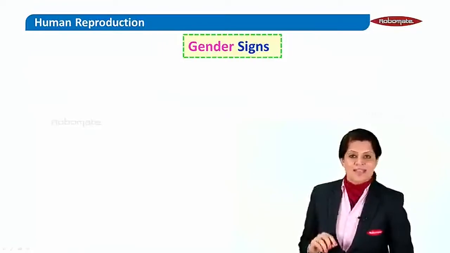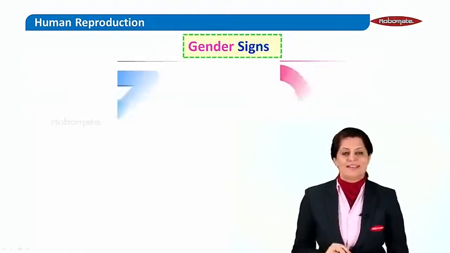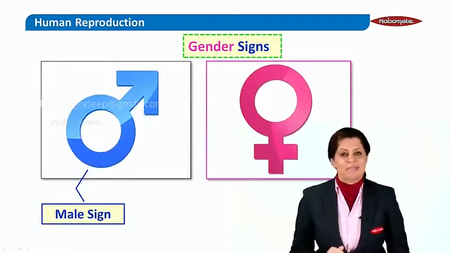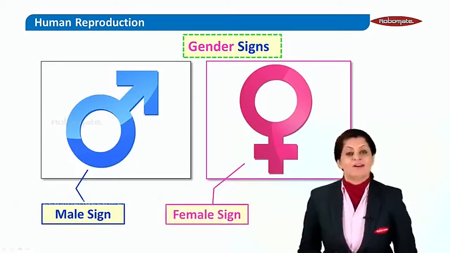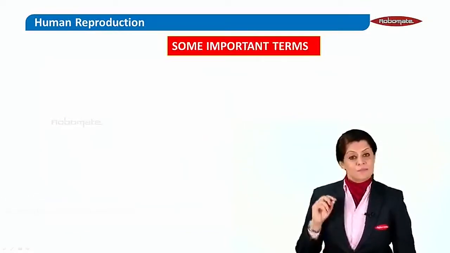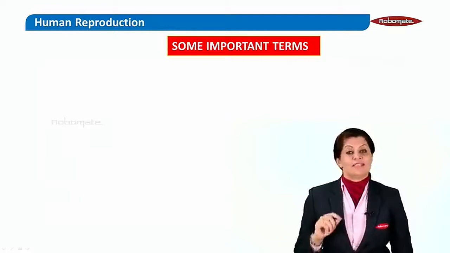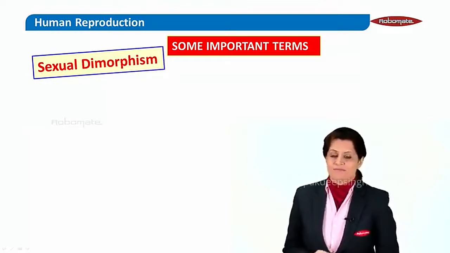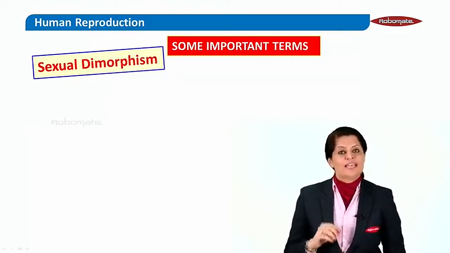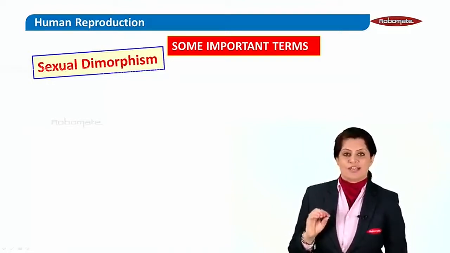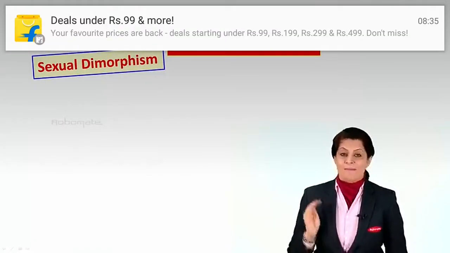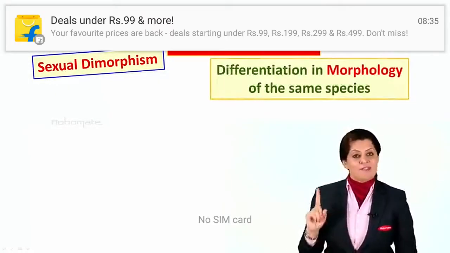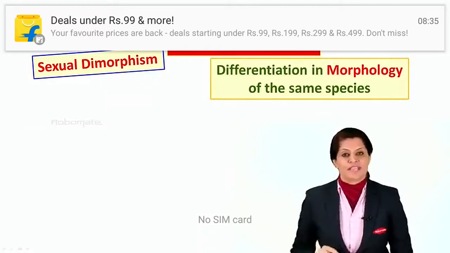Now let's see gender signs. There are two signs like this: the one represents a male sign and this one is for the female, students. Another important term, students, is sexual dimorphism. Now, what does that mean? Sexual dimorphism is the term we use in organisms when morphologically they look different. A male looks different and a female looks very different from a male. Differentiation in the morphology of the same species.